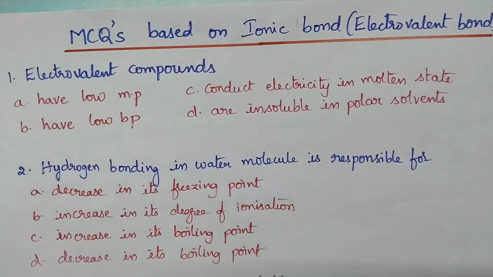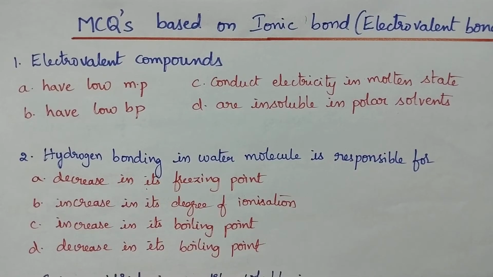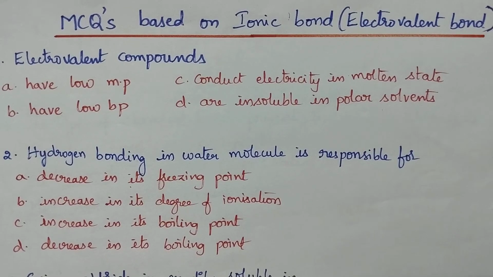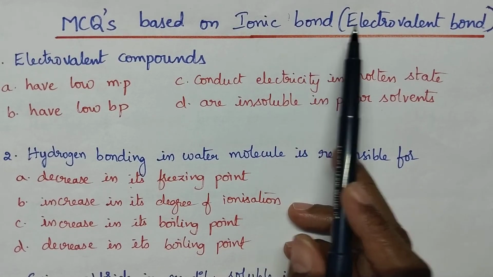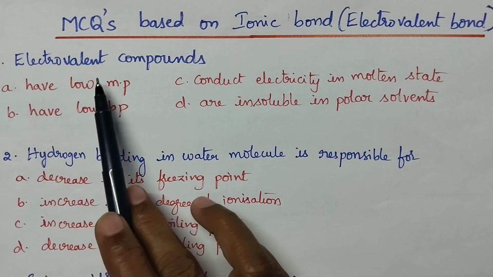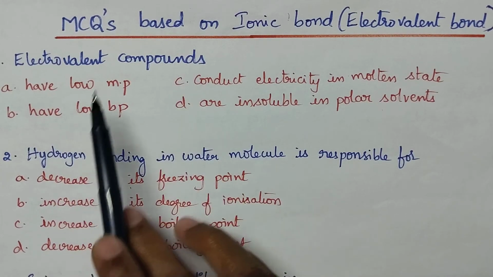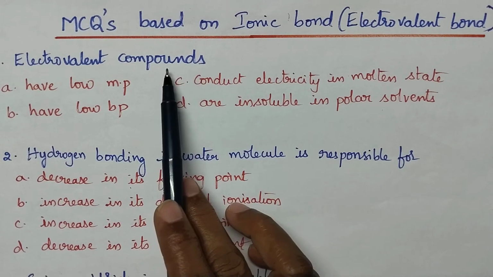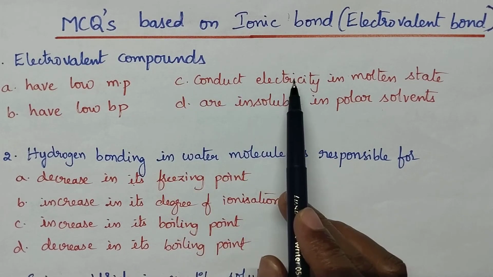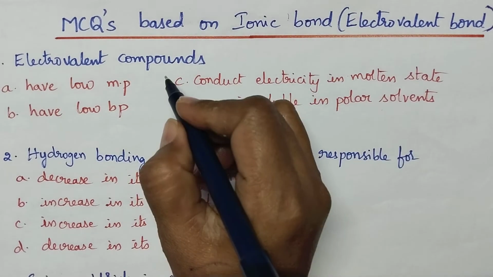Now let us discuss the multiple choice questions based upon the ionic bond. What is the other name of ionic bond, students? Electrovalent bond. Electrovalent compounds. So electrovalent compounds means ionic compounds. Generally they conduct electricity in the molten state.